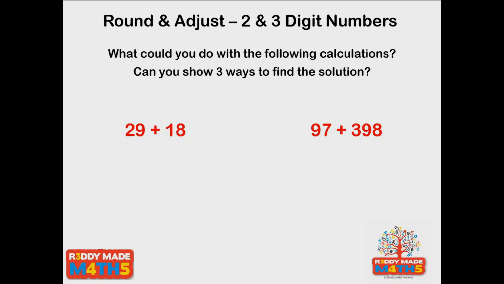Again, let's just have a go at a couple ourselves. This time we've got a 2-digit calculation, 29 add 18, and a 2 and 3-digit calculation, 97 plus 398. For each of those calculations, there's potentially 3 ways to find the solution. Do you want to round the first number, the second number, or both numbers? Pause the video, have a quick discussion, prove it all 3 ways.